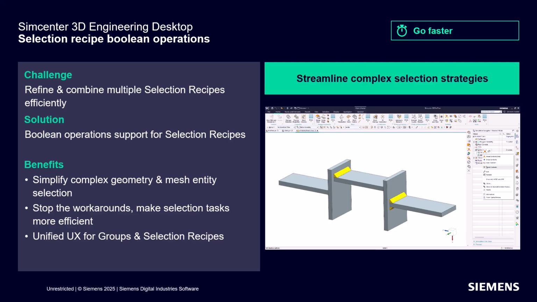Feature in version 25.12 is the ability to perform Boolean operations with selection recipes. It helps refine and combine selections necessary for CAE model objects. Users benefit by simplifying complex rules-based selections. It stops workarounds and makes selection tasks more efficient.